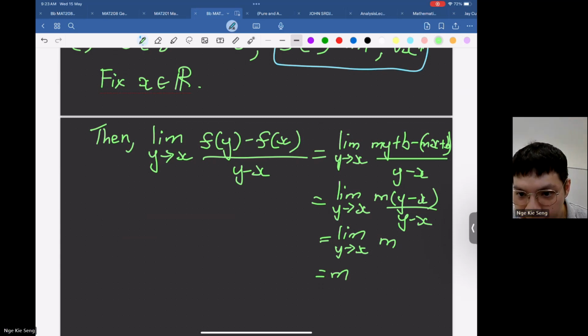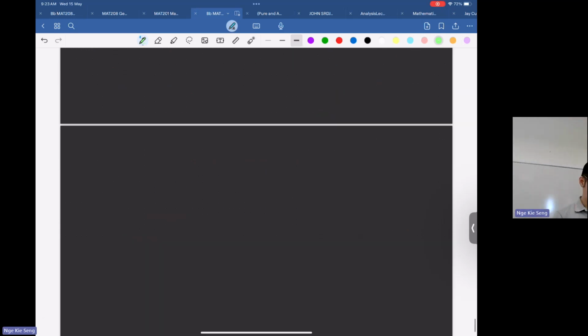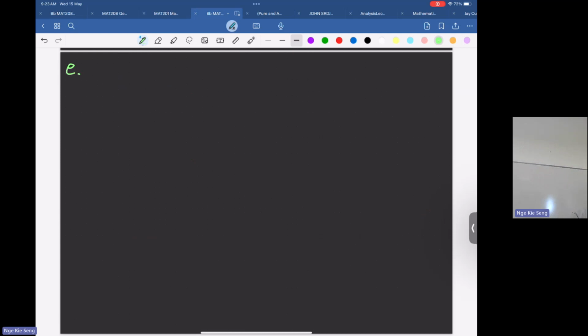So maybe we do one non-example. This is a very famous function, the absolute value function. Let's define f from R to R such that f of x is equal to the absolute value of x. How is this function defined?